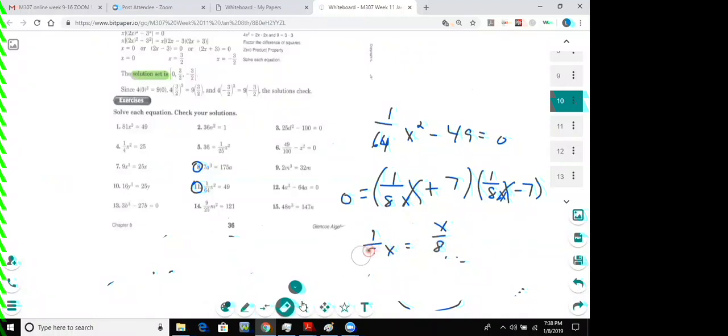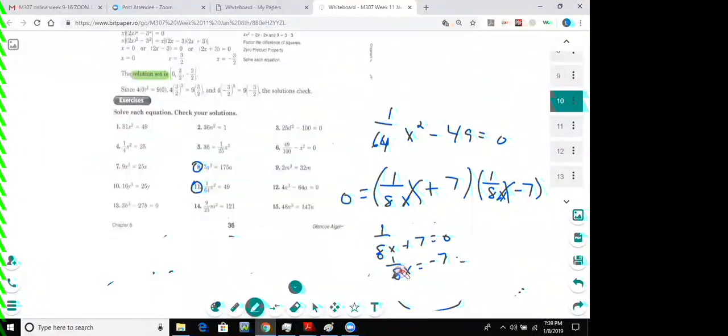Okay, so let me just erase that. And then you just set each one equal to 0, right? So you get 1/8 x plus 7 equals 0. So 1/8 x equals -7. Then multiply both sides by 8, and you get x equals -56. Same thing here. You get 1/8 x minus 7 equals 0. 1/8 x equals 7. Multiply both sides by 8, and you get x equals 56.